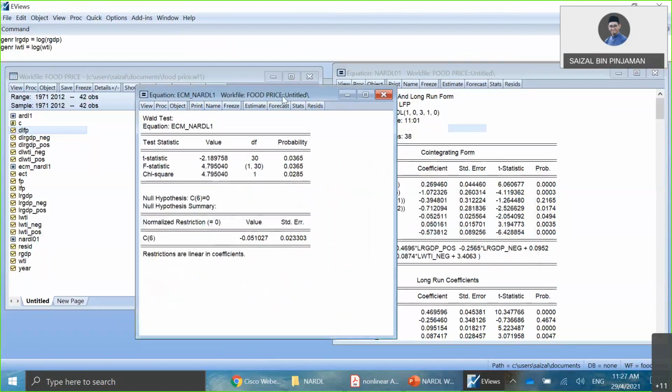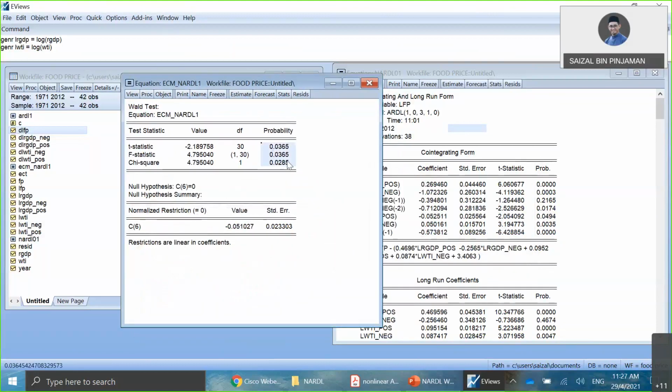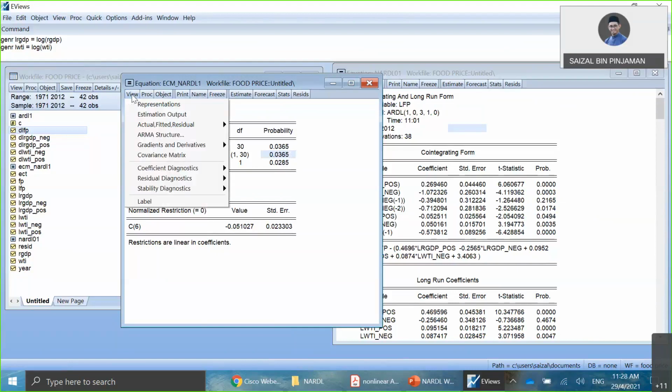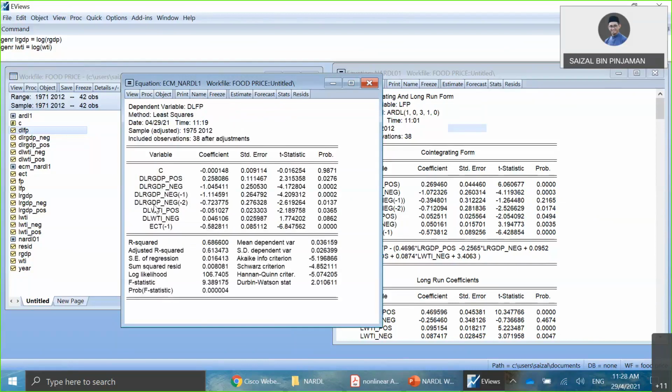Here you can see that the probability value is significant. It is the same as the probability value that we have in the ECM model itself. So it means that this variable, the positive fuel price, is significant as well. Just like I mentioned before, if we only have one coefficient value for a variable, you don't even have to run the Wald test. Do so if you have more than one coefficient value. For example, in this case, we have this GDP negative here, which runs from lag 1 to lag 2, as well as the present value.